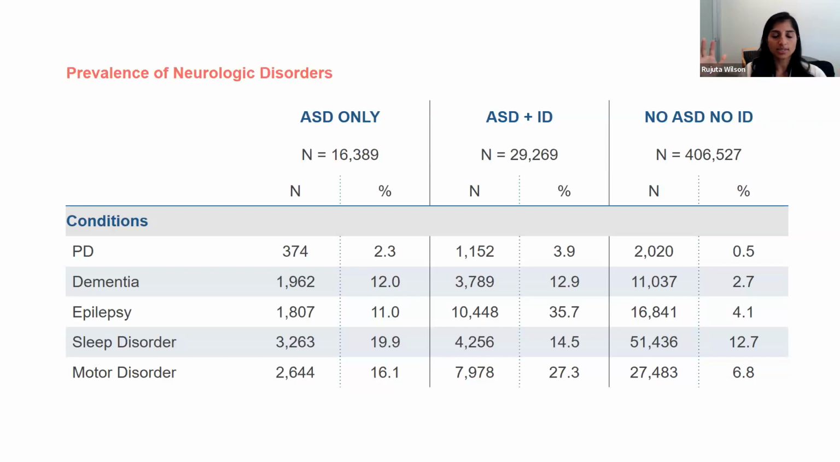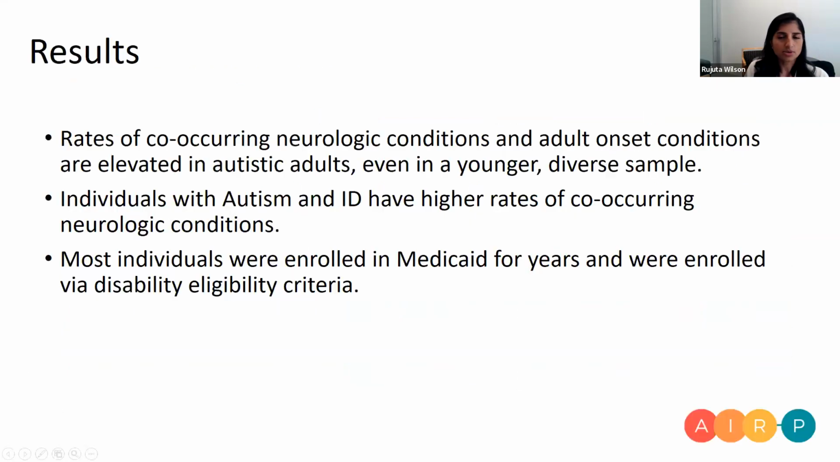And by being able to query such a large sample size with and without intellectual disability, we're able to show that these rates of epilepsy are fairly similar in young adults as we've seen in other studies. So particularly replicating findings of about 11% epilepsy in autism. And when you add ID, that rate goes up, because intellectual disability is a known risk to increase epilepsy rates in autistic individuals. So, re-highlighting those results again, the rates of co-occurring neurologic conditions and adult onset neurodegenerative conditions are elevated in autistic adults, even in a younger, diverse sample.